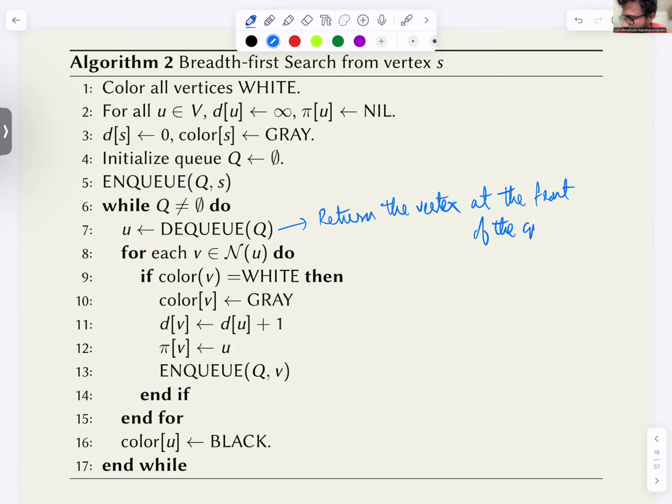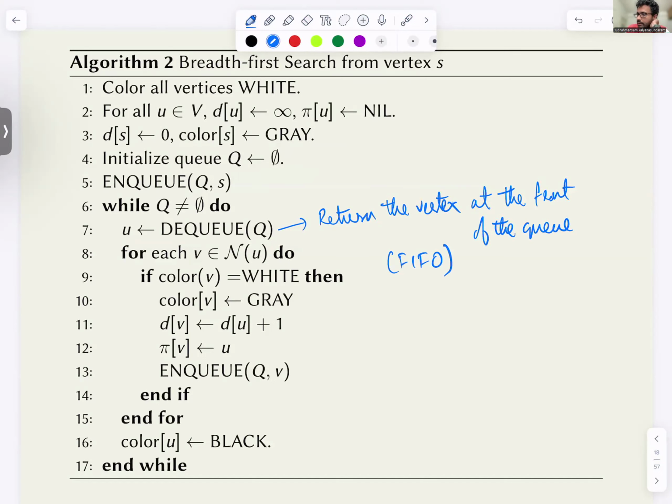So the next customer to be served, or the next vertex to be served, will be automatically DQ'd. So this first in first out process will be respected. Okay, so first in first out.